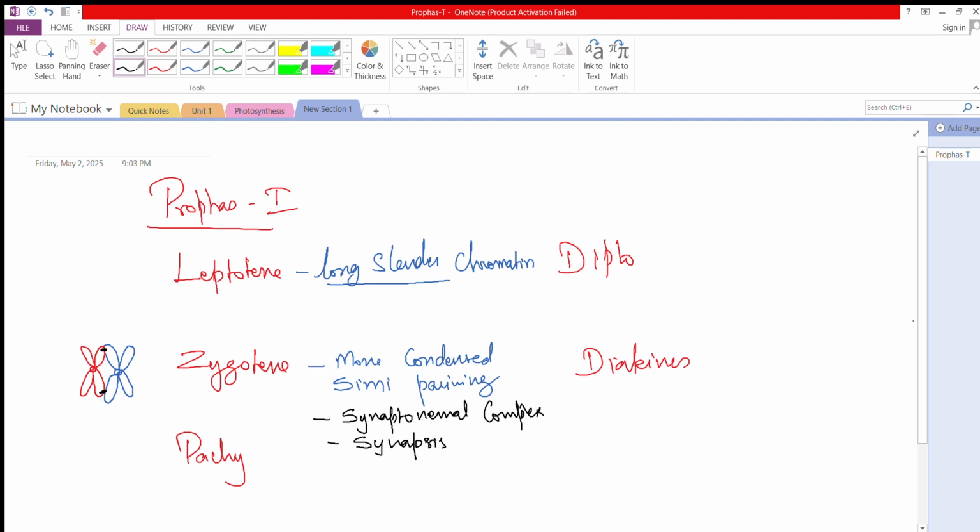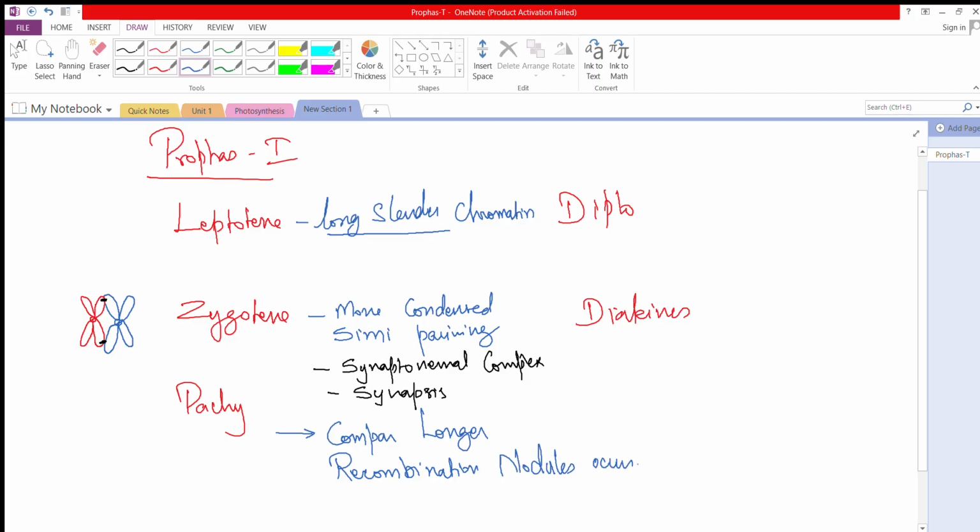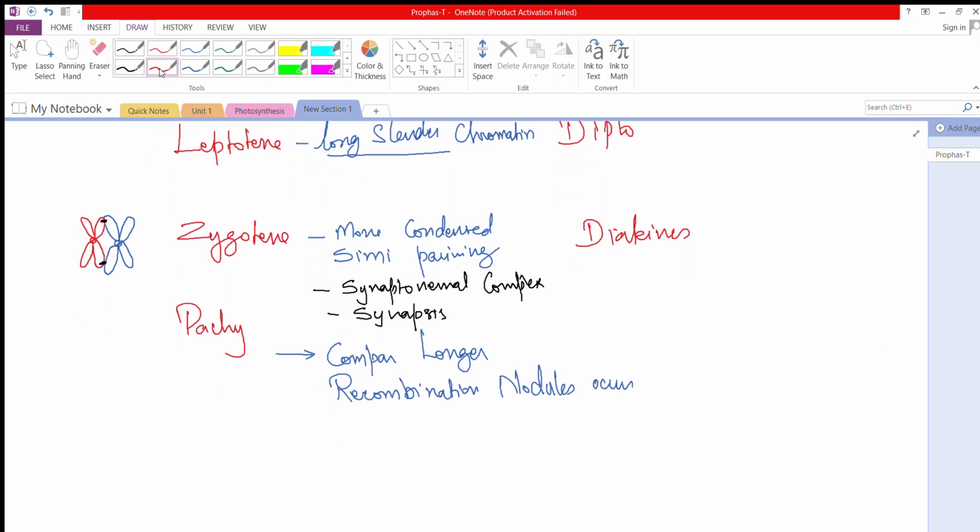Now after making the synapses, if we go to the pachytene stage, this pachytene stage is very important. The very first statement we have to remember: this stage is comparatively longer, where recombination nodules occur at this stage, and the chromosomes will do crossing over. 3 terms you have to remember now.